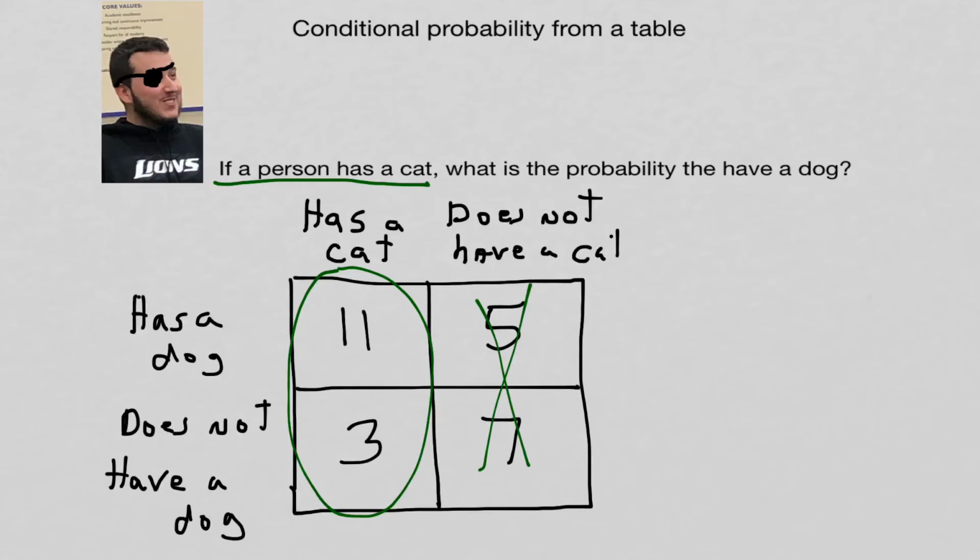If a person has a cat, what's the probability that they have a dog? The probability is going to be the number of people that have a dog from these 14 people, which is 11. And I've already said the denominator. You add these two together because there are 14 people that have a cat. It wants to know the probability that those 14 people also have a dog. So that's your answer: 11 over 14.